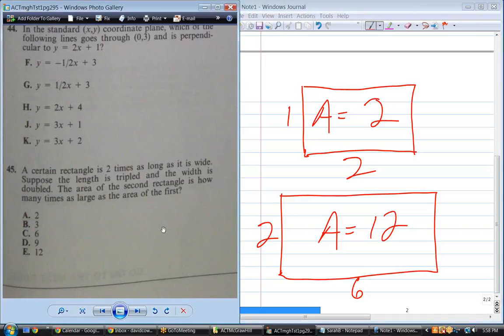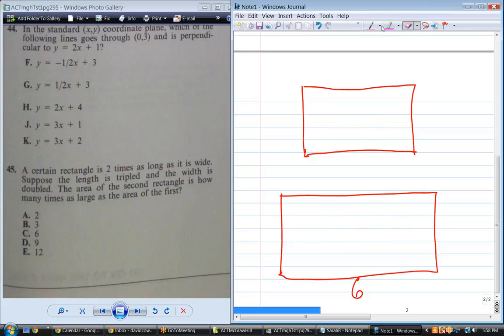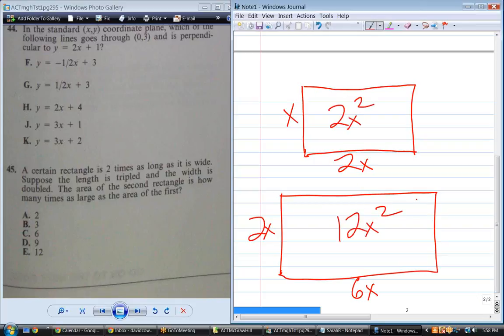Could you have just multiplied the triples and doubles to get that answer, or do you have to actually solve it out? I think you have to solve it out. I don't think that works. The way I did it earlier is I let x be this side, I let 2x be that side. If this side's 3 times bigger, it has to be 6x and 2x. So this area is 2x squared, and this area is 12x squared. Divide by 2, and you get 6 to 1.